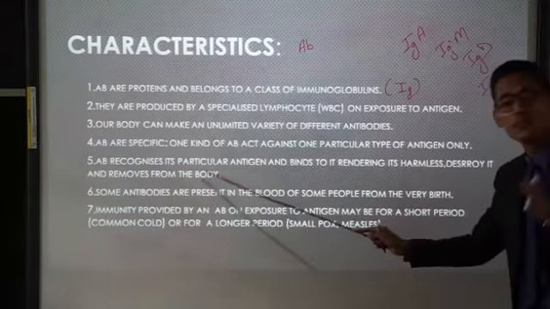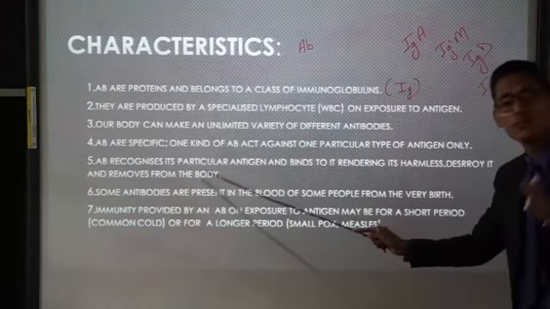Next one. Some antibodies are present in the blood of some people from the very birth. Meaning that from the time when we were in the mother's uterus, in the mother's womb, we get antibodies from the mother's body with the help of the placenta. That means from the time of birth, our blood contains antibodies which provide immunity. Remember, this is passive immunity, where ready-made antibodies are transferred from one individual to another. Next one.